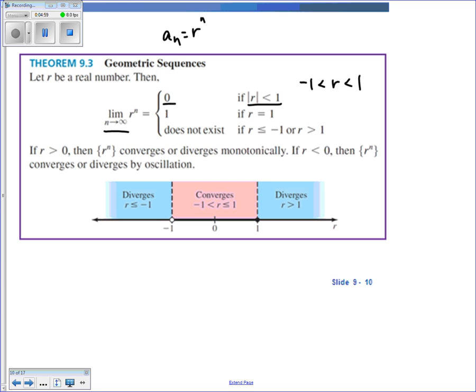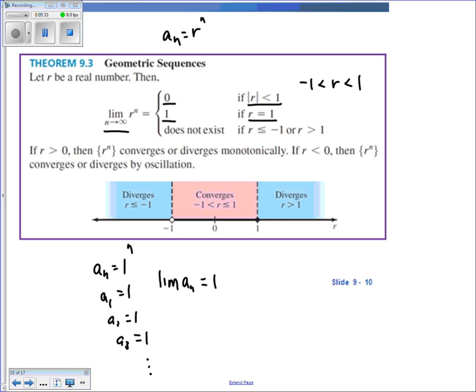If the r was 1, so if your function were a sub n equal to 1 to the n, well, a sub 1 then would be 1, a2 would be 1, a3 would be 1, and so on. So the sequence elements, a1, a2, a3, do converge to 1. So the limit of a sub n in this case would be equal to 1. So in this case, we would say that the sequence converges to the number 1, and that's when the r is equal to 1.